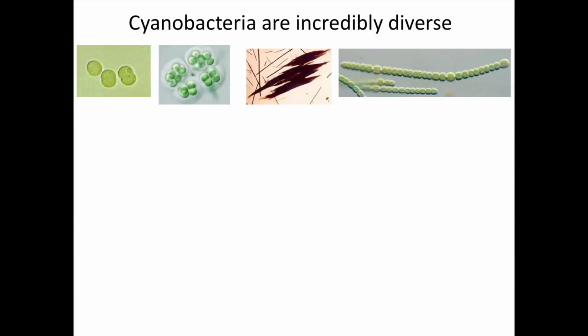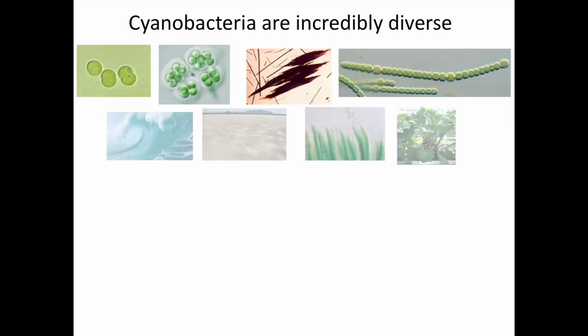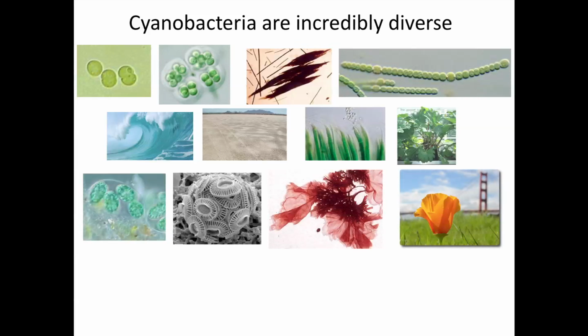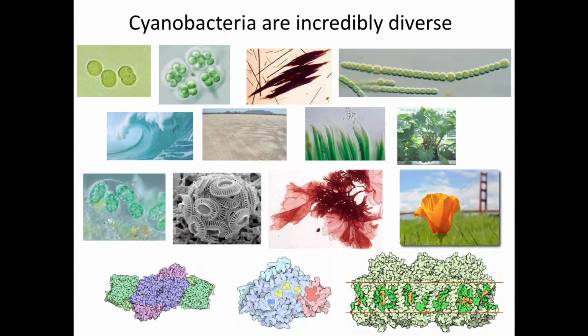They can also be found free living in aquatic to terrestrial environments, as well as symbionts of marine animals and of plants. Furthermore, they've contributed greatly to eukaryotic diversity through plastid endosymbiosis, and they're an incredibly DOE relevant bacterial phylum because of the many different metabolic pathways that they have, seen here from these protein complexes.